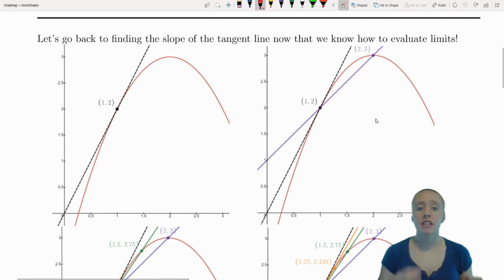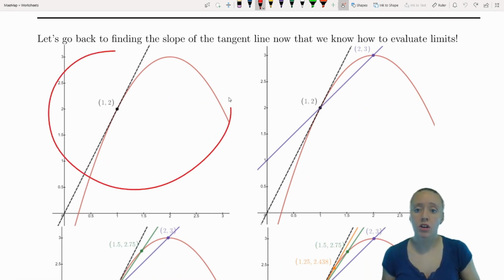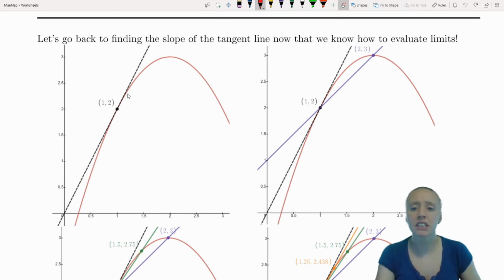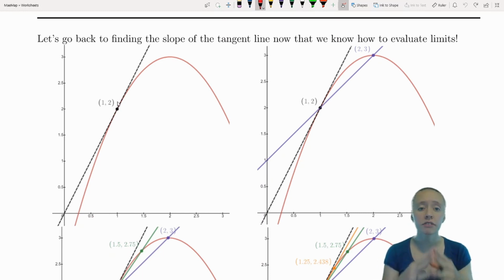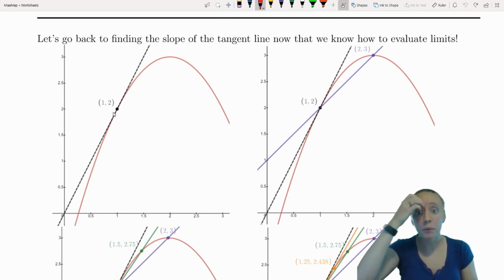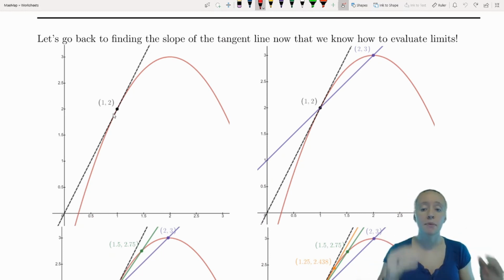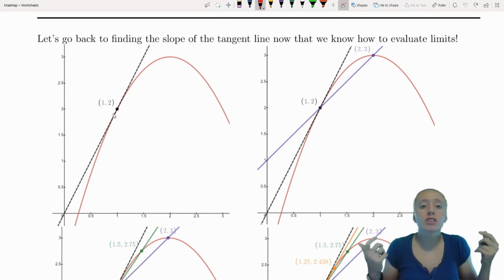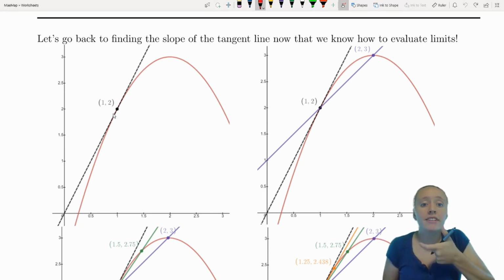So if we're looking at this first picture over here, we have some tangent line, which I made as this black dashed line at the point (1, 2). Now remember, in order to find a slope, what do we need? We need 2 points to find a slope. So if we want to know the slope at one single point and it only touches the function at that point, well, we're going to need to use limits to get there. So let's start by first creating a slope we do know how to calculate, a slope of a secant line.